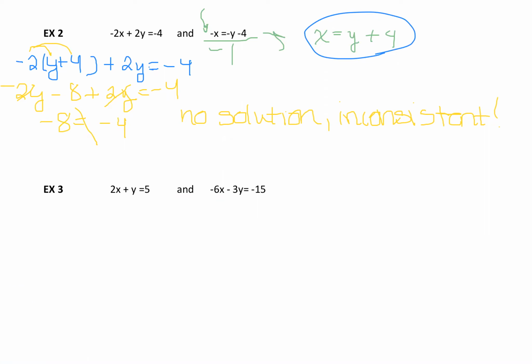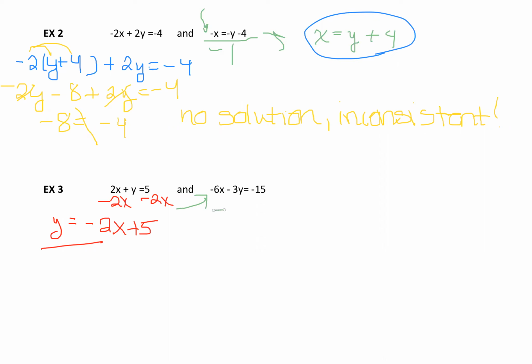Okay, and down here on the bottom, let's give this one a go. If we solve this one, looks like the y is going to be the easiest. So I'm going to subtract the 2x from both sides. Oh, it keeps going to my spotlight, I guess. Okay, that's going to give me y equals -2x plus 5. So now we take that and plug it in to this one.